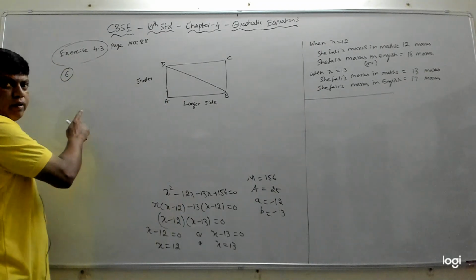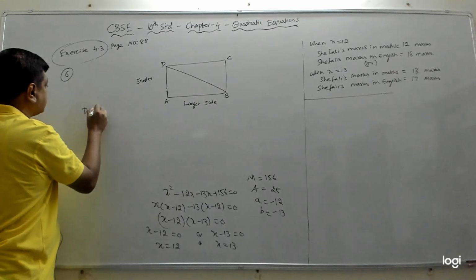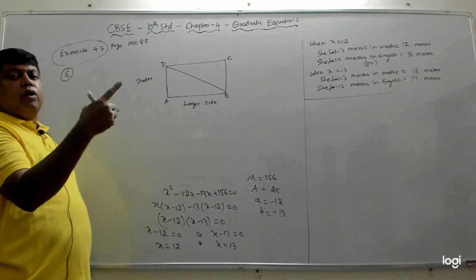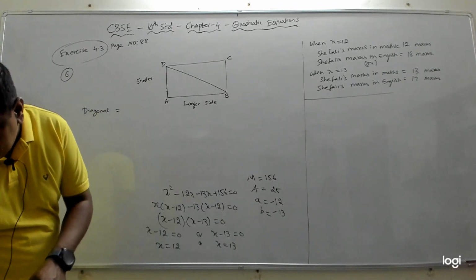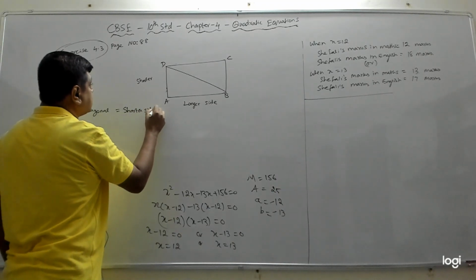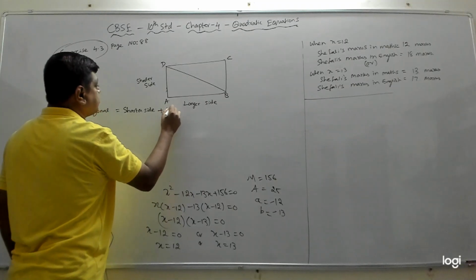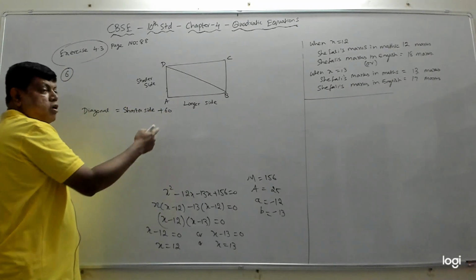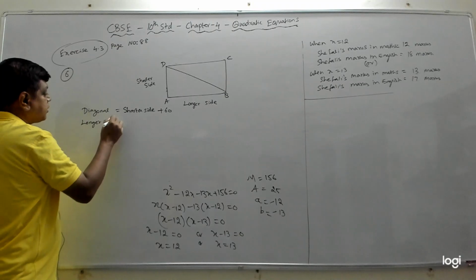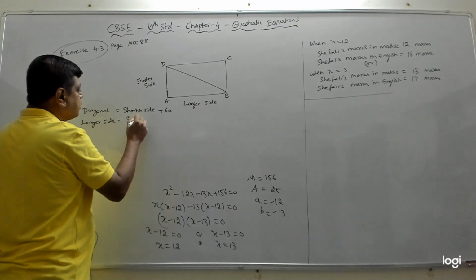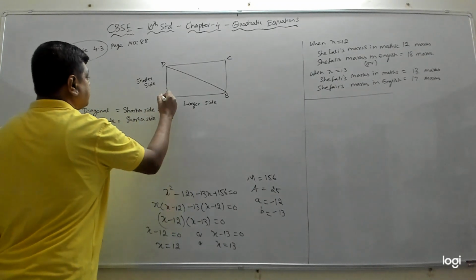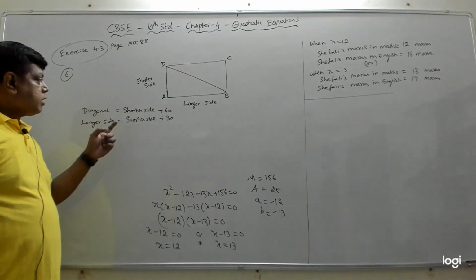Right? So we'll write what is given. What is given is the diagonal is 60 meters more than the shorter side, which means it is shorter side plus 60. This is given. And the second statement says the longer side is 30 more than the shorter side, which means shorter side plus 30 meters. So this is the given condition.